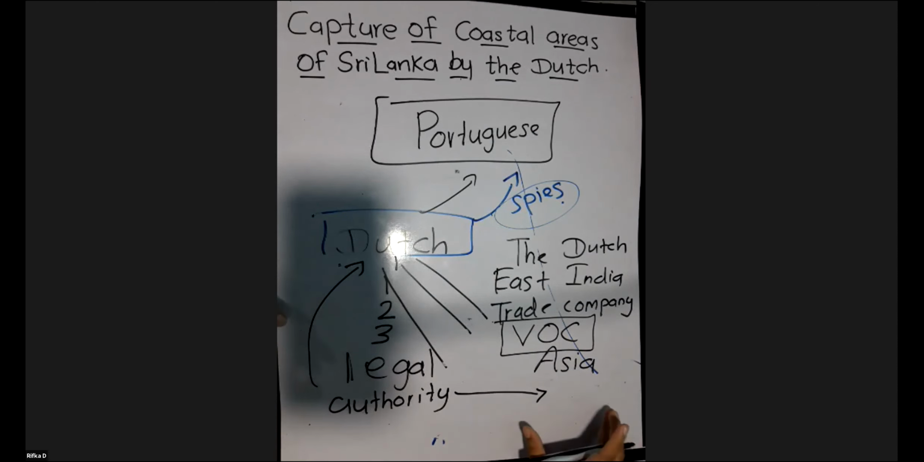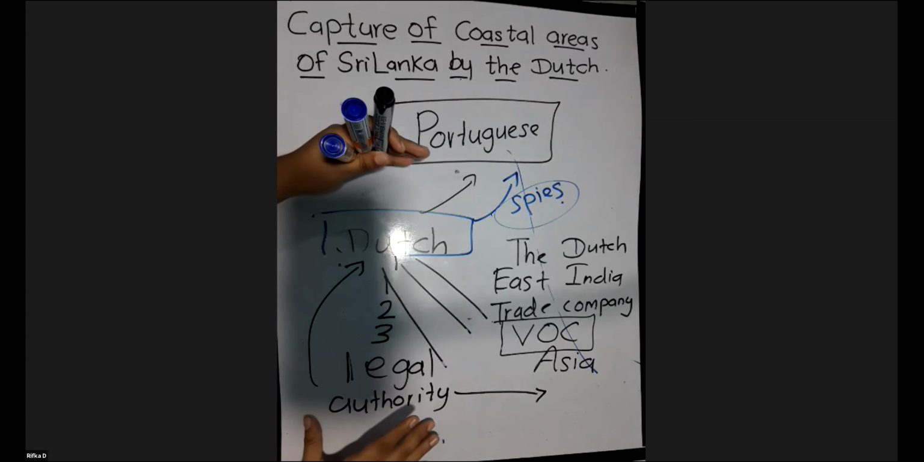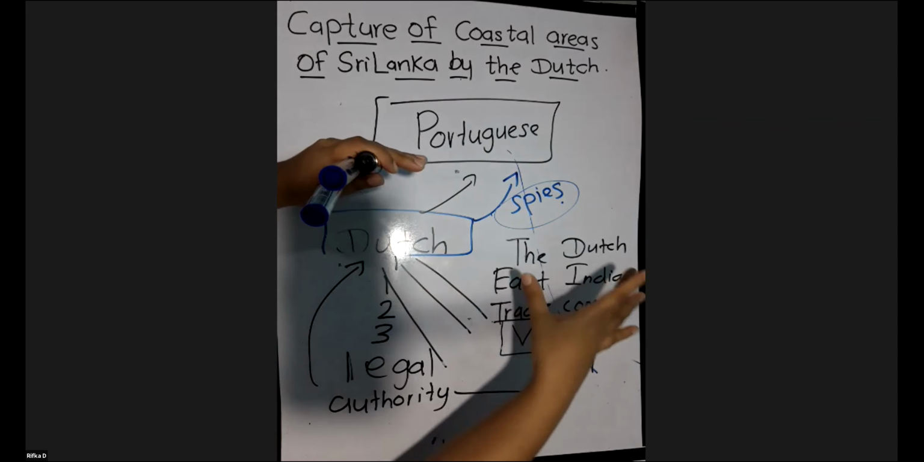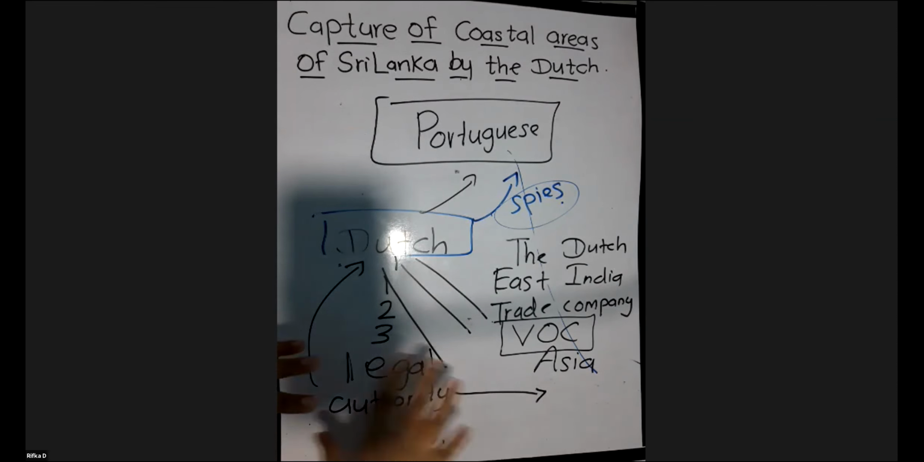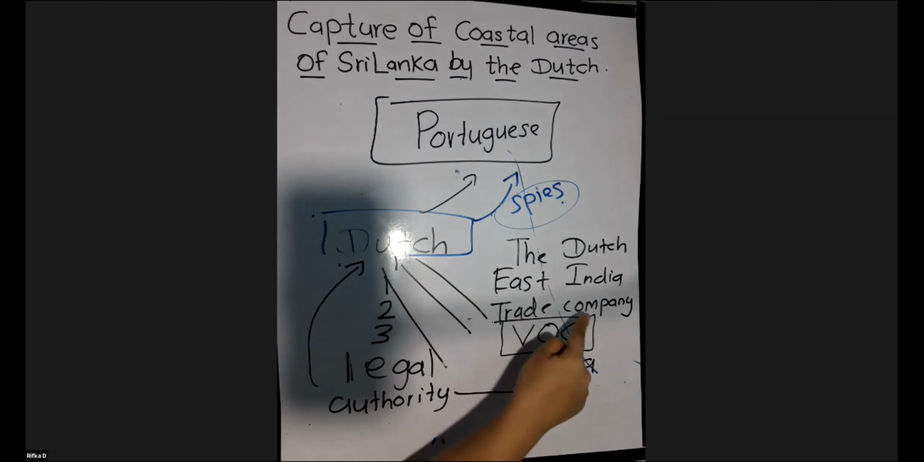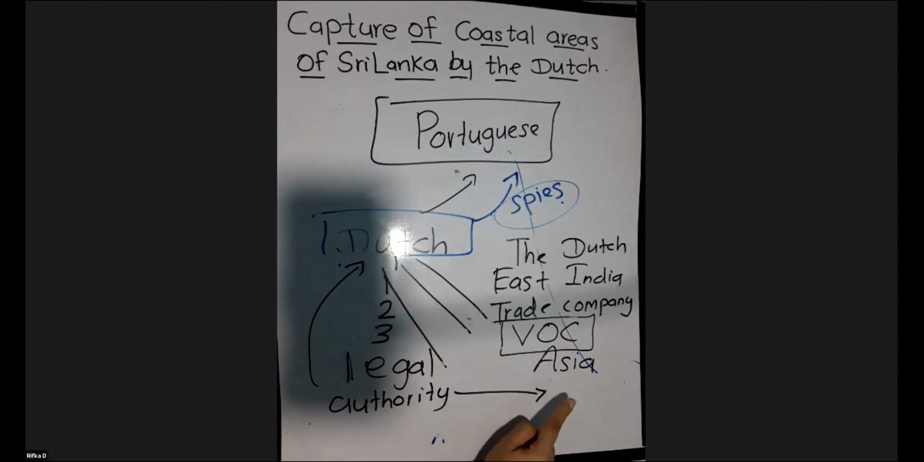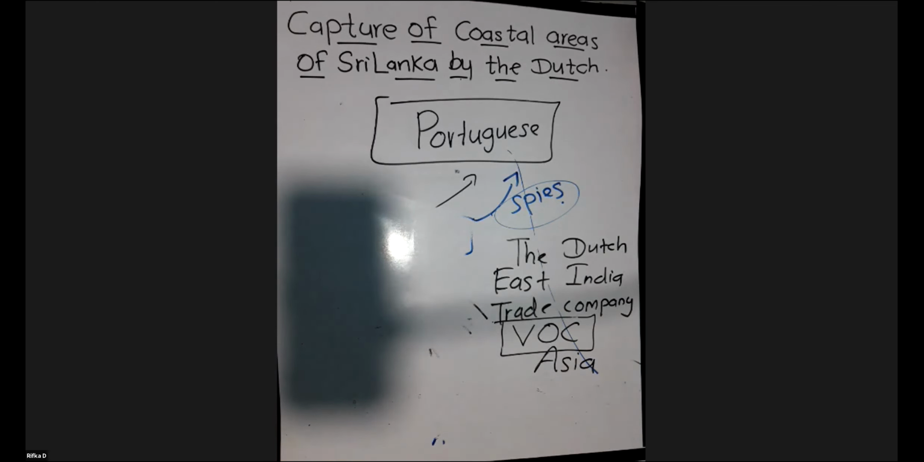They were established to engage in trading activities in Asia on behalf of whom, my dear children? Legal authority means the Dutch government. Now the Dutch government has the power, so they are giving legally, officially, the permission. On behalf of them, this Dutch East India Trade Company can engage in trading activities in Asia. So tell me, what is the company they established by amalgamating all the Dutch companies? The Dutch East India Trade Company. For that only we call it the VOC company also. Clear?